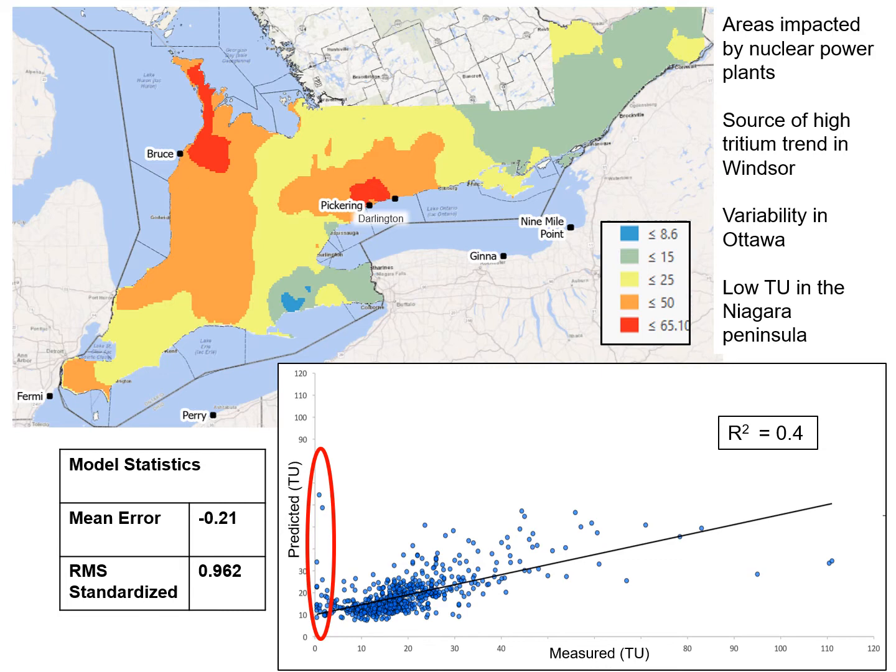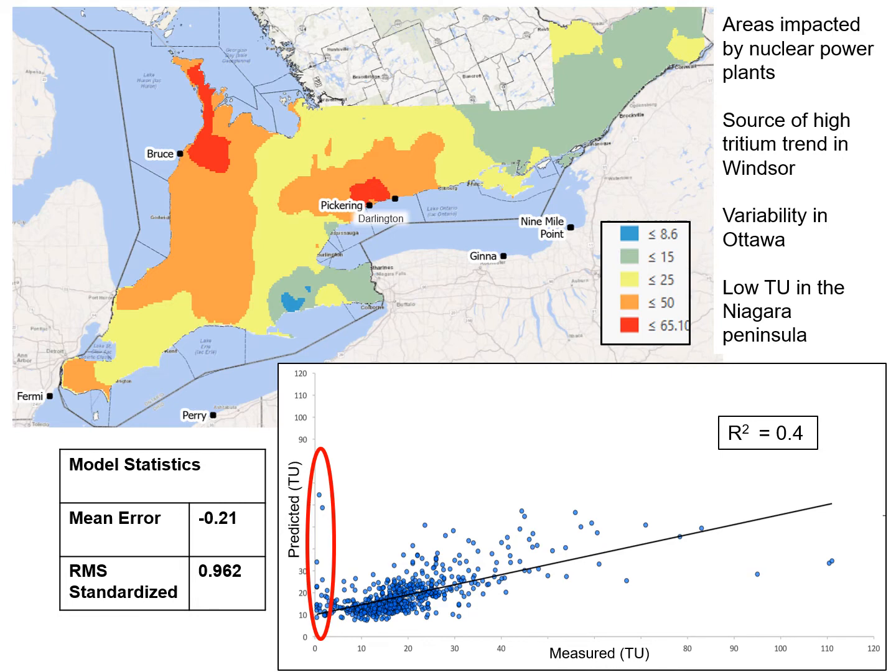So the overall statistics for the model are pretty good. The mean error is close to 0, which means the model isn't trending to either over or under predict tritium values. And the RMS standardized is close to 1, which means that the model is estimating the variability in predictions pretty well.